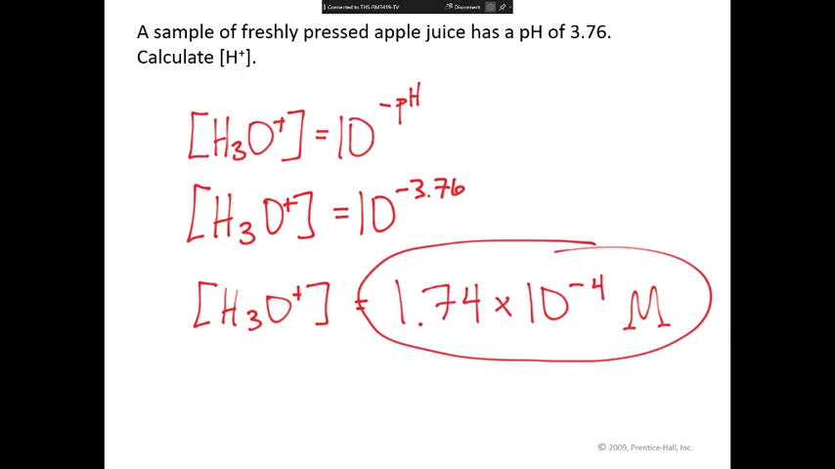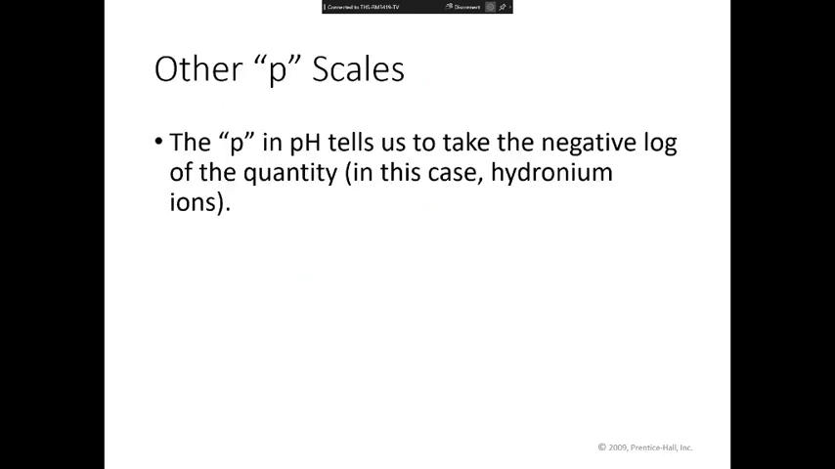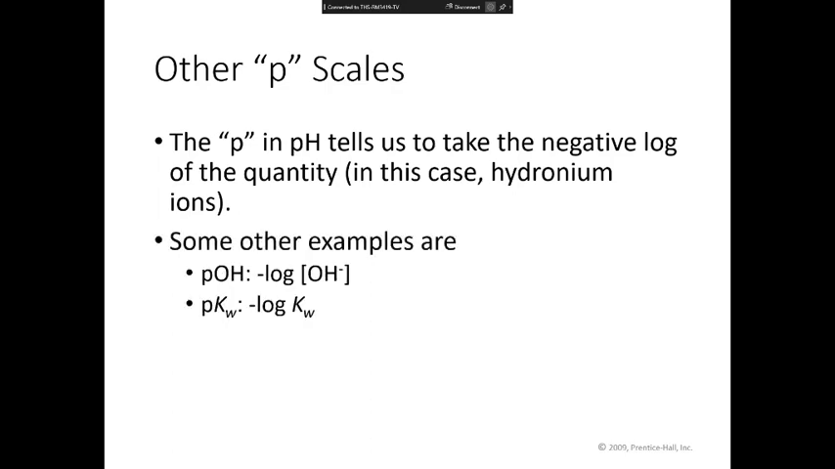So if you, for whatever reason, wanted to focus on the hydroxide concentration, maybe you knew the hydroxide concentration, and you wanted to do that to get a pH, there are multiple ways to get to that answer. So here we go again. The lowercase p means negative log. So that's what that means. It means you're going to hit negative log. These are some of the examples we're going to see.